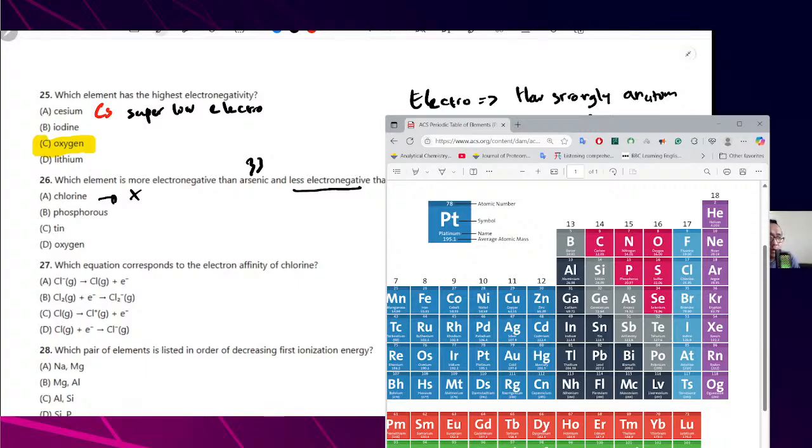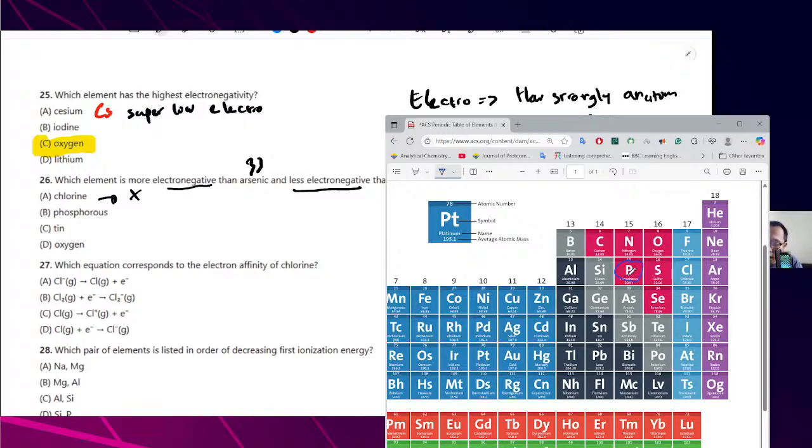And then phosphorus. Phosphorus is over here, and we need to get more electronegative than arsenic. If we go up, the electronegativity will be increasing. That's true.